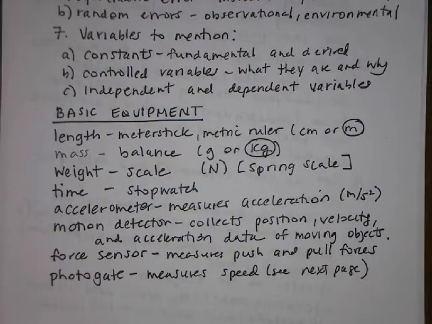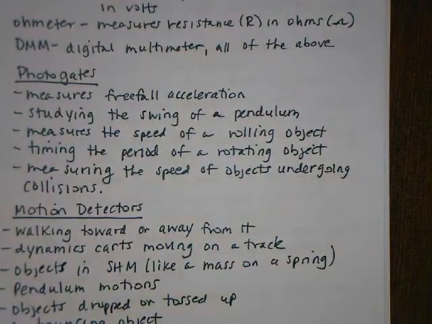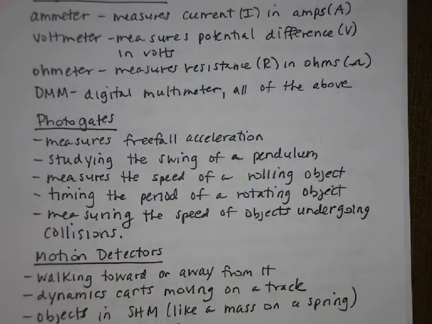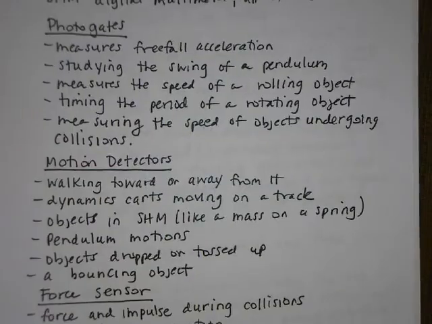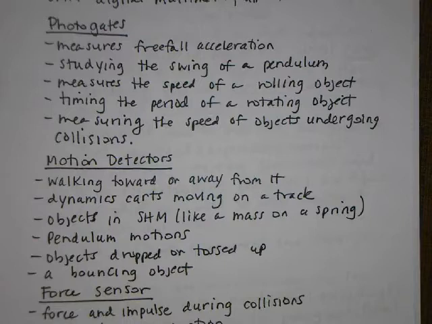Remember, if you want to measure length, use a meter stick or a ruler. Mass is a balance, weight is a scale, time is a stopwatch. An accelerometer measures acceleration. A motion detector collects position, velocity, and acceleration of moving objects. A force sensor measures forces. Photogates measure speed. Well, we're not doing ammeters and voltmeters. Photogates can measure free fall acceleration. We did that lab with that weird thing that had little lines on it, a little plastic thing they said not to break. Studying the swing of a pendulum, that's the first one of your FRQ.